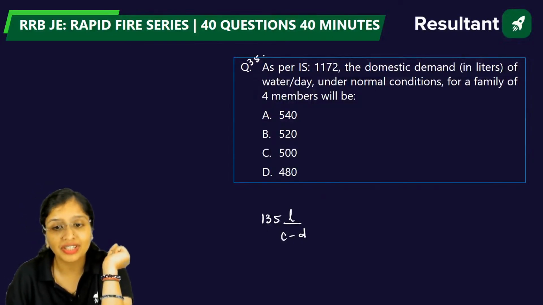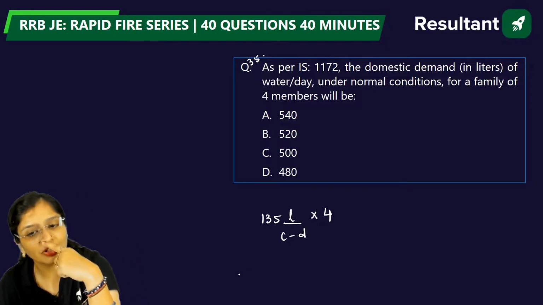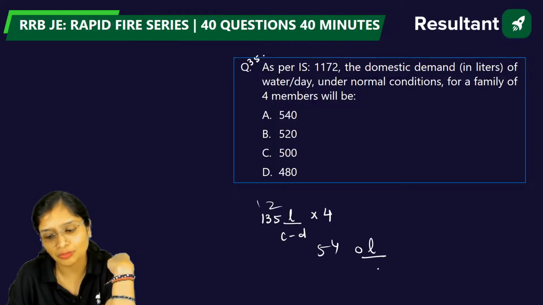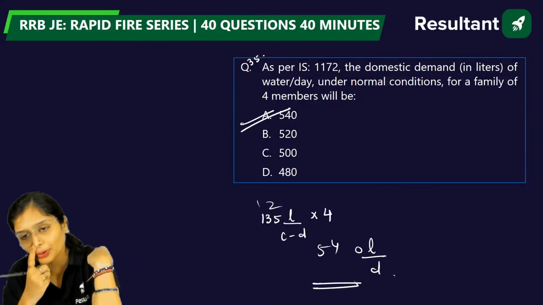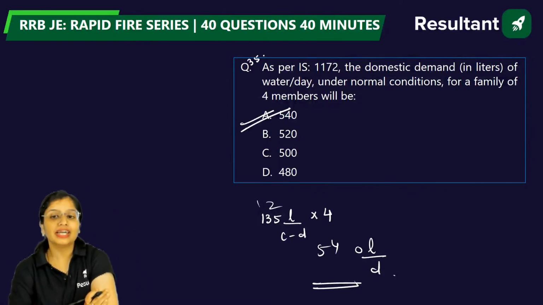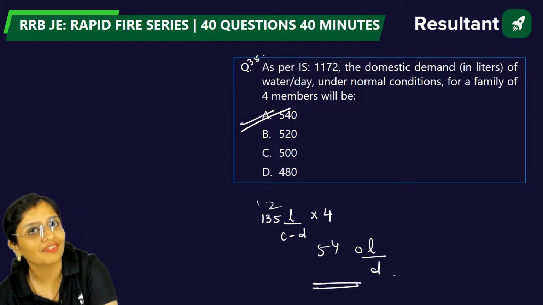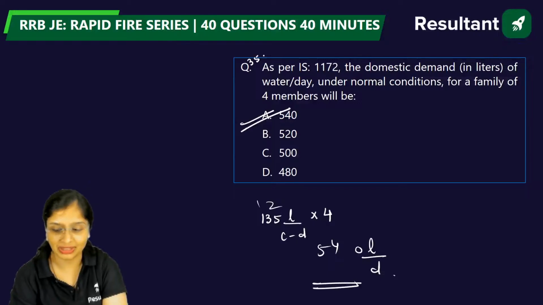Okay, 135 liters. How many members are there? 4 members are there. So how much water will they use? 5 fours are 20, 4 threes are 12, 13, 14. 540 liters per day. So this much is the amount of water which will be used by 4 members. It is asking only domestic demand. If it had asked the total demand, we would have gone for 335 LPCD. But since it is domestic demand, we have taken 135 LPCD.